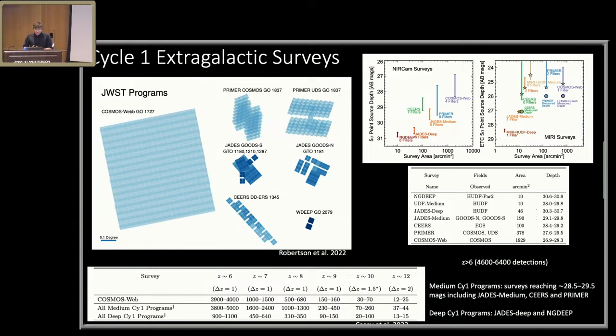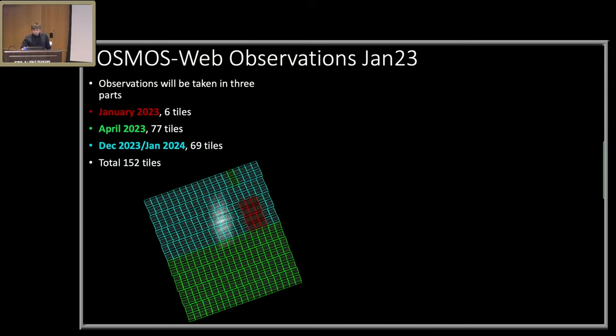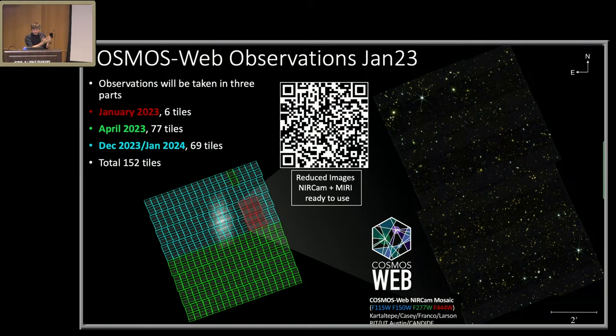And if we add all the galaxies at redshift greater than 6 during the epoch of reionization, we expect to detect between 4,600 and 6,400 galaxies. Cosmos Web has been observed in three parts. The first part, the red part, has been observed at the beginning of the year in January. It's this image, and you can access the reduced image by scanning this QR code. And regularly, we will update this data reduction.